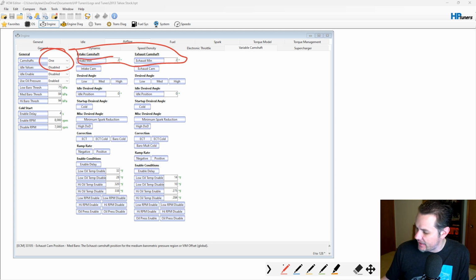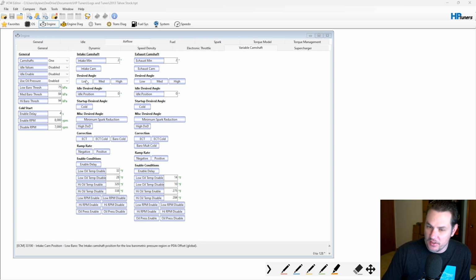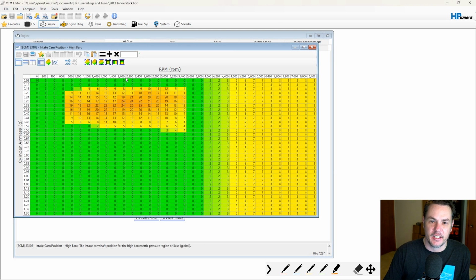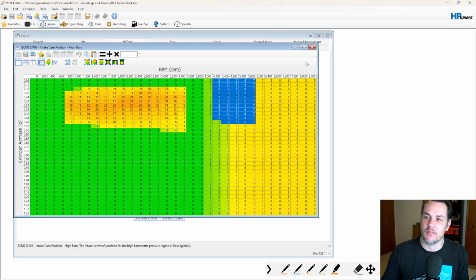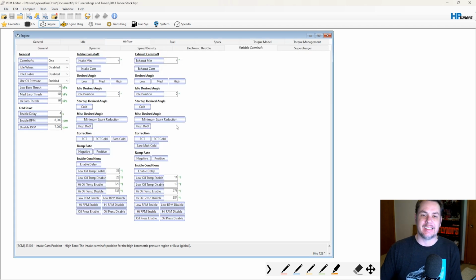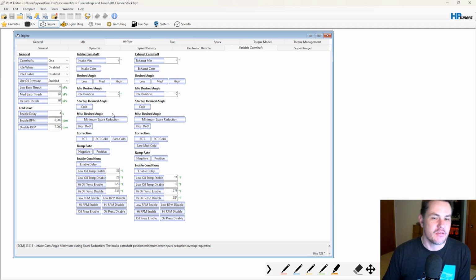The quick way to find out is to come into your desired angle tables and take a look at them. There's our angles, and you can see this is a flat angle from zero, which would be the parked position of the cam. Whenever we do a cam delete or a VVT delete on this, we just zero this out and we get rid of it. Now, if you are leaving this in there, same ordeal.